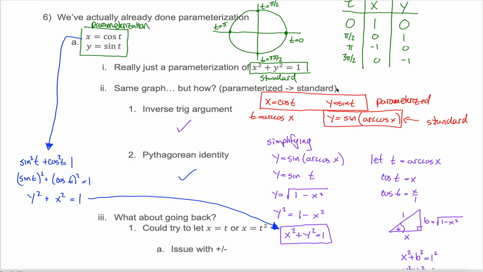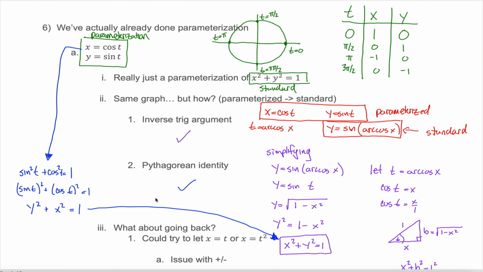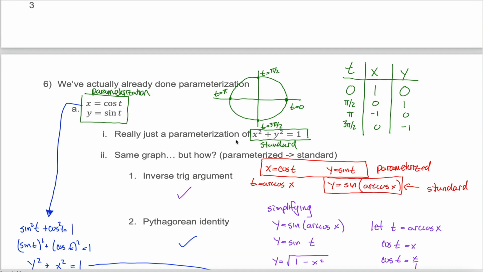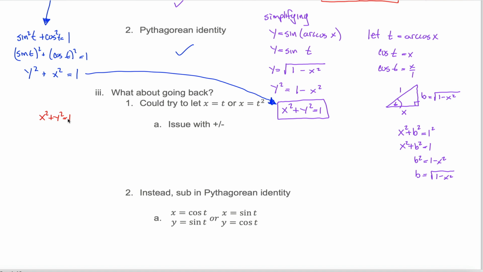This is the way that's more like the method we learned in previous videos, but this way, starting out with the Pythagorean identity and then substituting in, makes the algebra significantly easier if you're trying to go from the parameterized form to the standard form. What about going in the other direction? What if you started out with the standard form x squared plus y squared equals 1 and you wanted to go to the parameterized form?